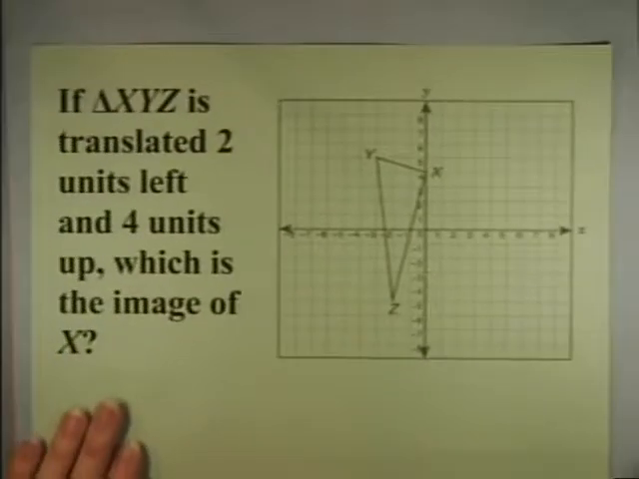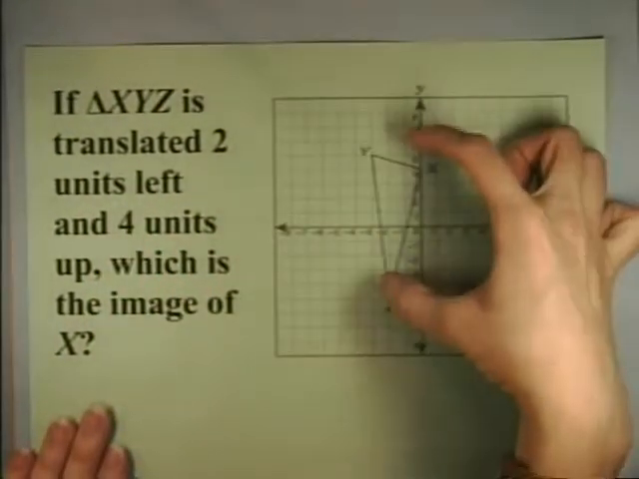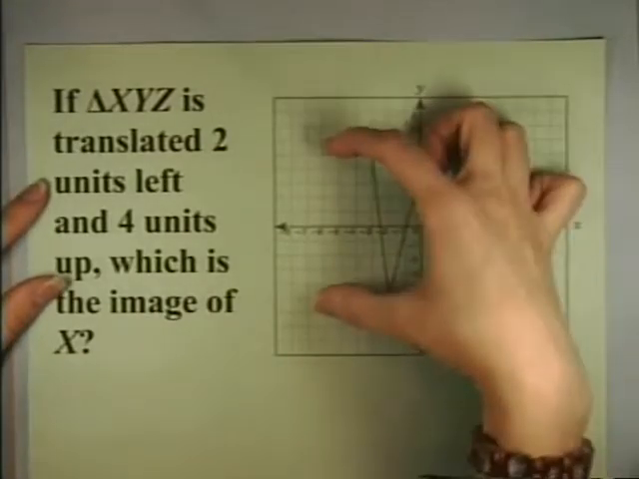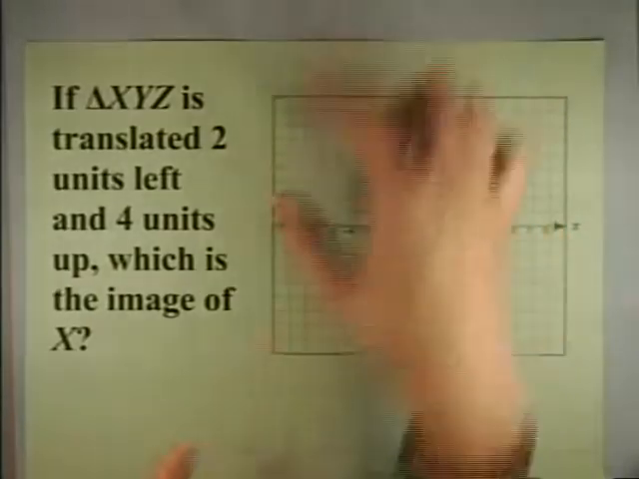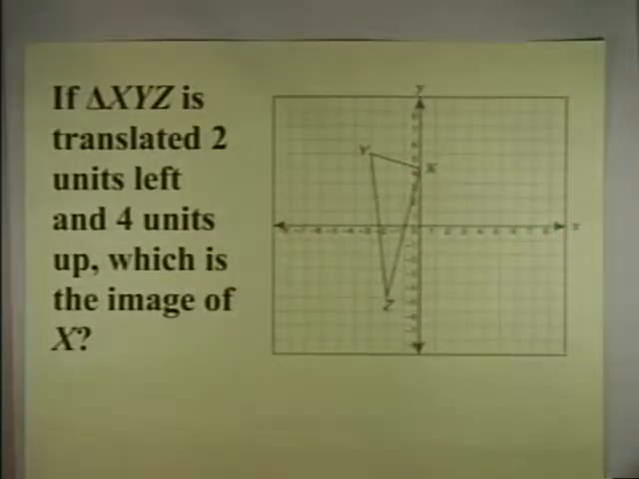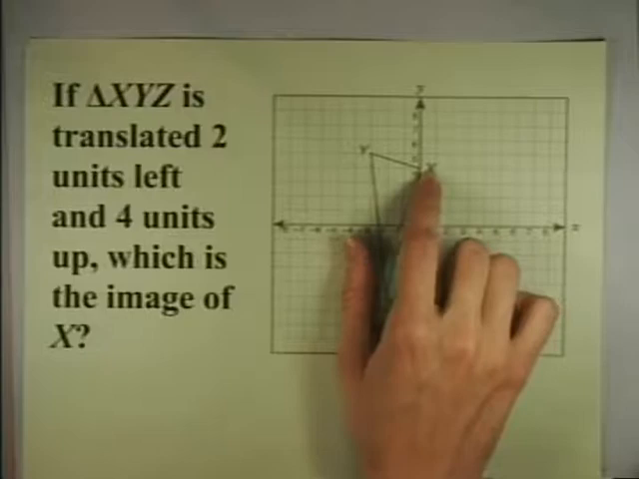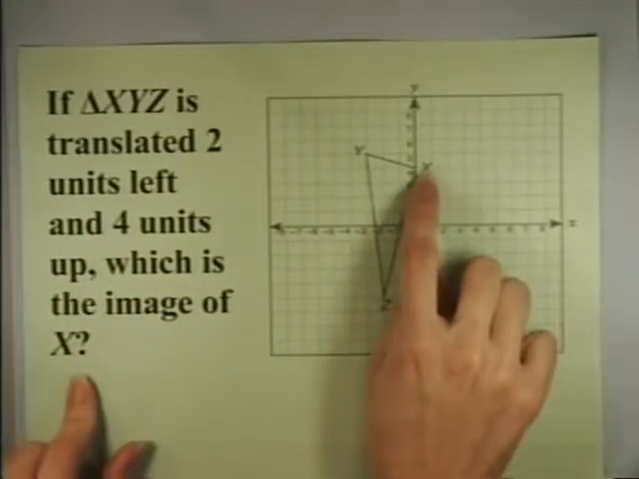Okay, awesome. So what did it ask us? They want us to translate 2 units to the left, so we're going to get the triangle and move 2 units to the left, and then 4 units up. But we only care about which letter? X. So I'm only going to worry about this point. I'm only going to move this point 2 to the left and then 4 up, because that's the only one they asked us about.